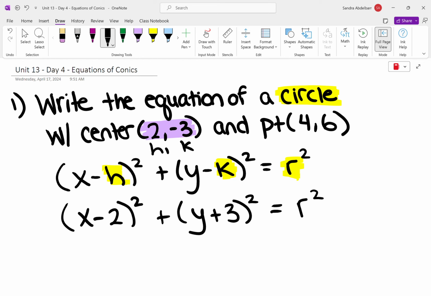There are two different ways to find r. The first way is to think back to geometry. If I tell you this is the center and this is a point on the circle, wasn't there a formula in geometry that told you the distance between any two points, called the distance formula?